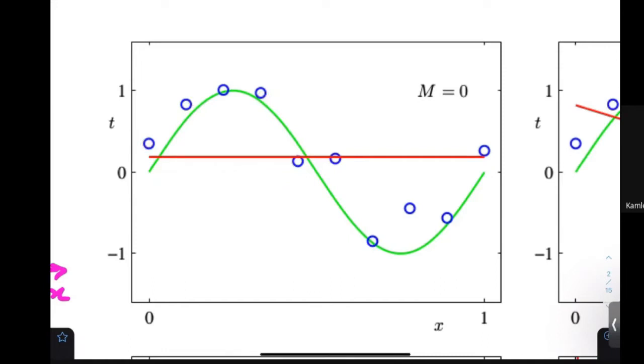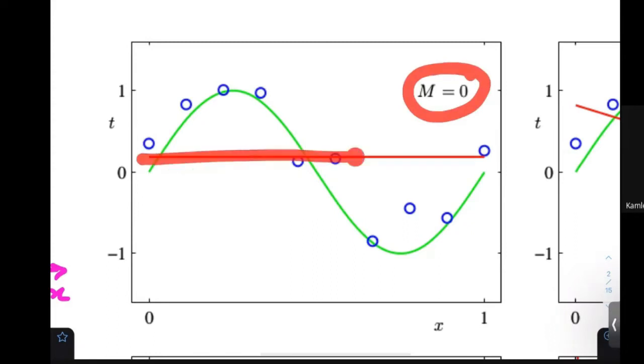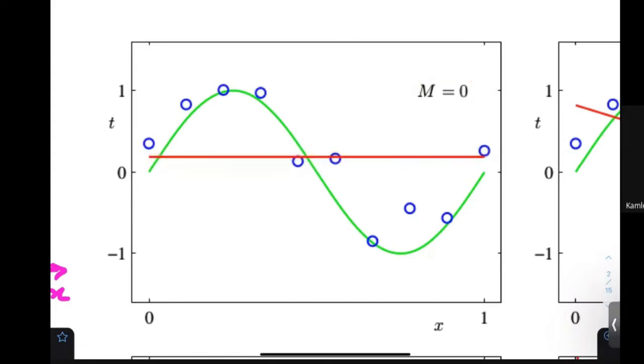And if you say that model is equal to 0, it would come like this. Any problem with that? You know that this is not a good model. This is not a good equation. So what should I do? I should increase the power of this particular model. I can say that m is equal to 1. Let me put m is equal to 1.